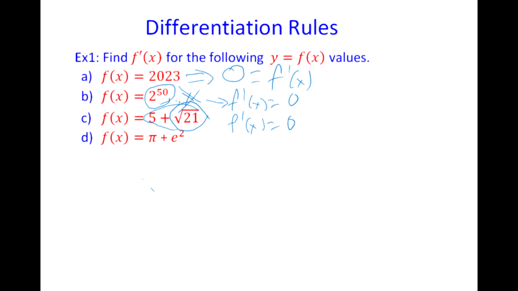For the last case, we have f of x as pi plus e to the power of 2. Here also we have constant values. You know that pi is 3.14 something and it goes to infinity. E is the same thing, 2.7 something. So on the right side we have a constant value. That means the derivative of f of x in this case is also 0, guys.